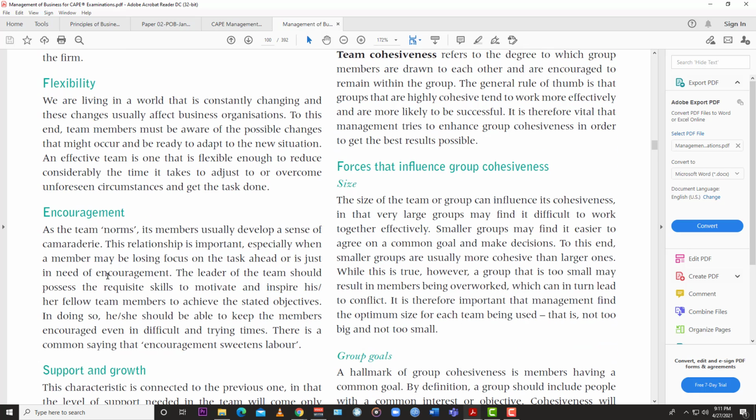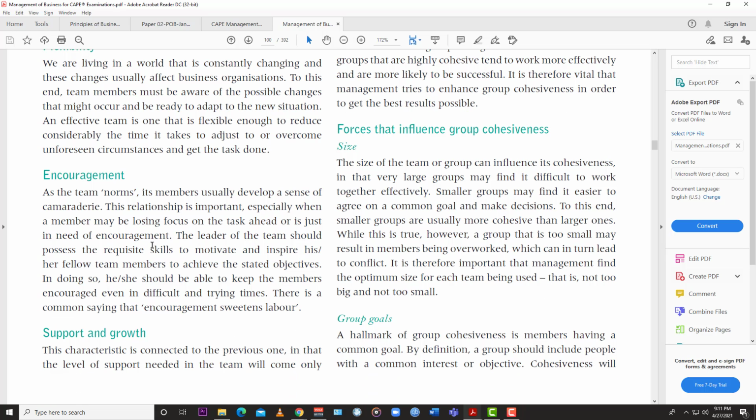So flexibility. Encouragement. As the team norms, remember the stage, members usually develop a sense of camaraderie. This relationship is important, especially when a member may be losing focus on the task ahead or is just in need of encouragement. The leader of the team should possess the requisite skills to motivate and inspire his or her fellow team members to achieve the stated objectives. So you should be encouraging and not talk down to people, not condescend to people, not break people's spirit and things like that. You have to uplift, raise up the group as a leader, especially.